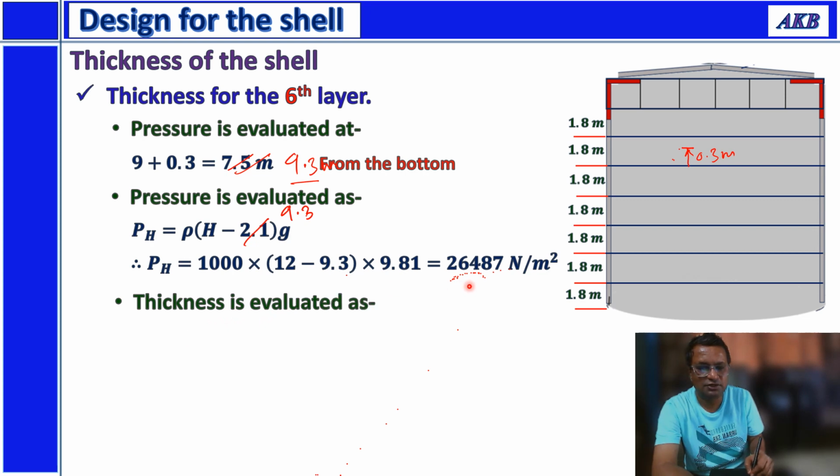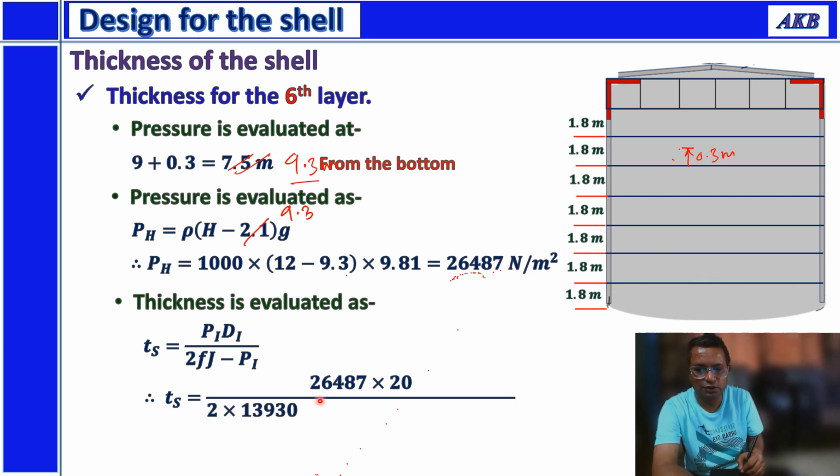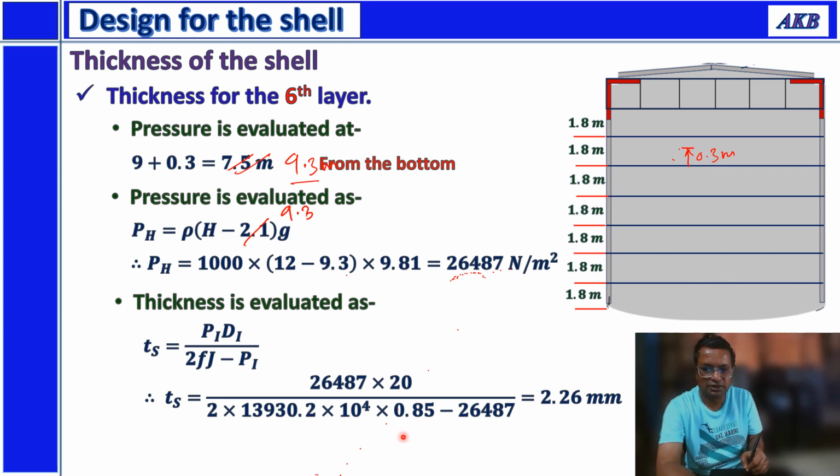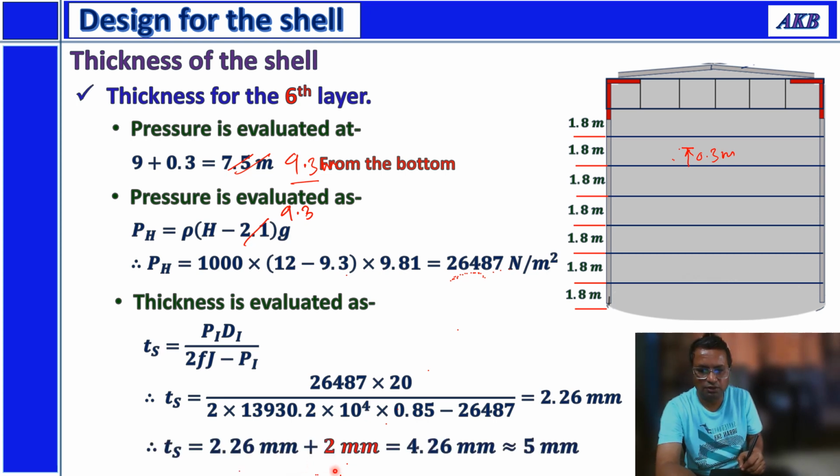Now once pH is known to us, this is nothing but internal load, that is Pi. Therefore you can calculate thickness as Pi di upon 2Fj minus Pi. After putting all the values, Pi you just calculated, 26,487, and the rest of the quantities, you get thickness as 2.26 mm, and when you add the corrosion allowance, thickness will be 4.26 mm, which is approximately 5 mm. That means for the sixth layer, thickness is 5 mm.